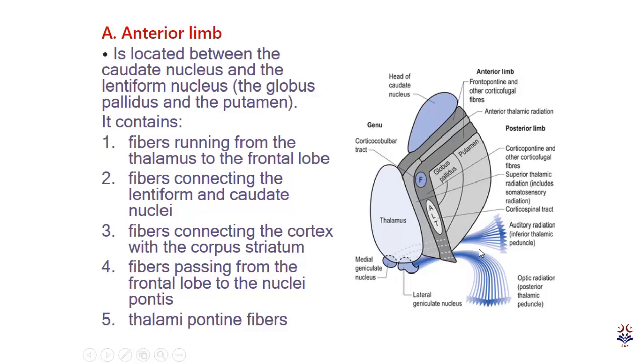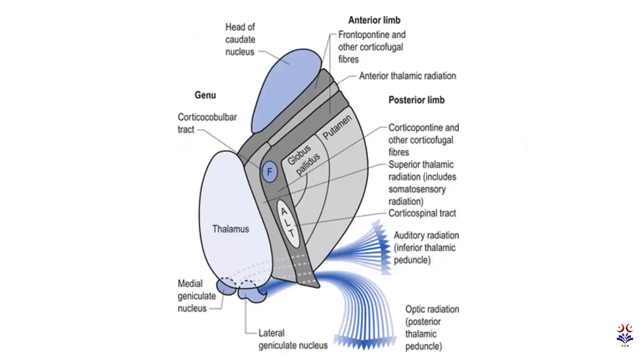Next, fibers passing from the frontal lobe to the pontine nuclei also go through this. And next, the fibers from the thalamus to the pons also pass through this anterior limb. This is an enlarged picture, and we see different types of fibers in the anterior limb: the anterior thalamic radiation, frontopontine, and other corticofugal fibers.